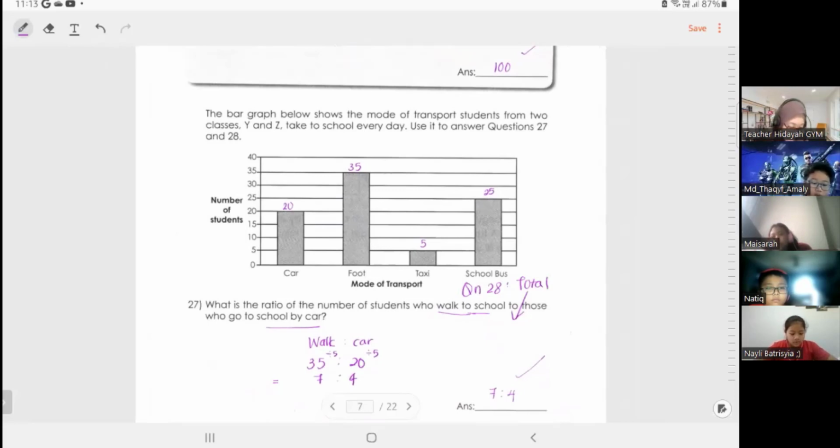So 20 plus 35 plus 5 plus 25. That will give me... 20 plus 35. Okay, so this is my total. Now from here we go back to question 28.